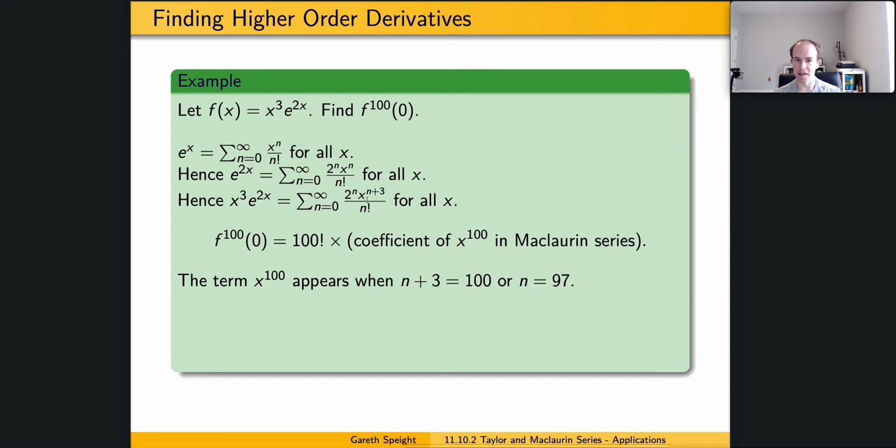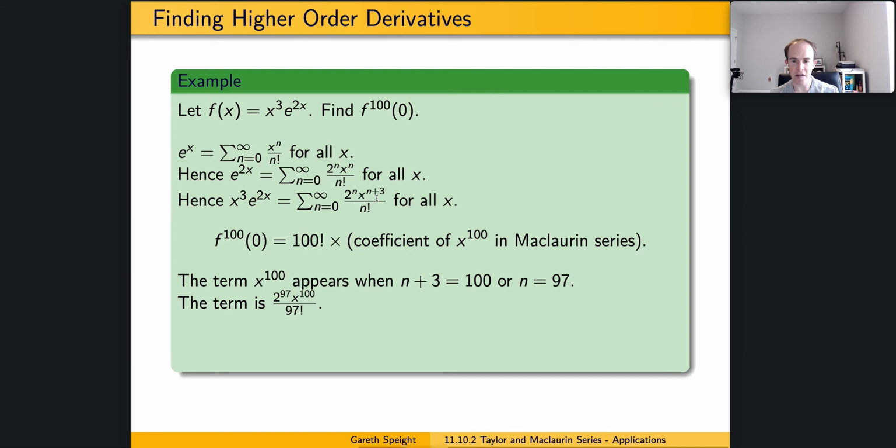So this is not n equals 100 in the sum. If I go ahead and plug in n equals 100 in the sum, I'm going to get 2 to the 100, x to the 103 divided by 100 factorial. So then I will get an x to the 103 term. This is a common mistake that people make. They just go ahead and plug in 100 in the sum. We are looking for when we get x to the 100. x to the 100 is when n plus 3 equals 100, or n equals 97.